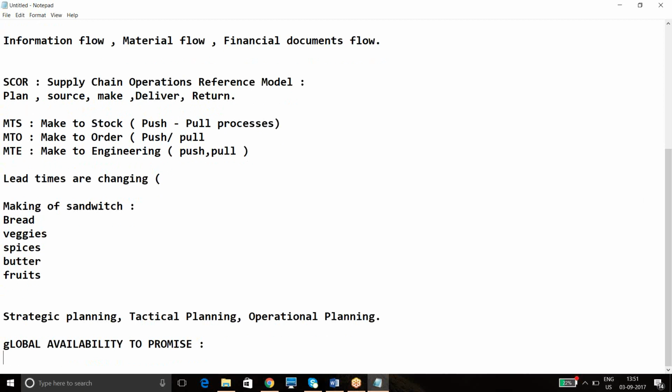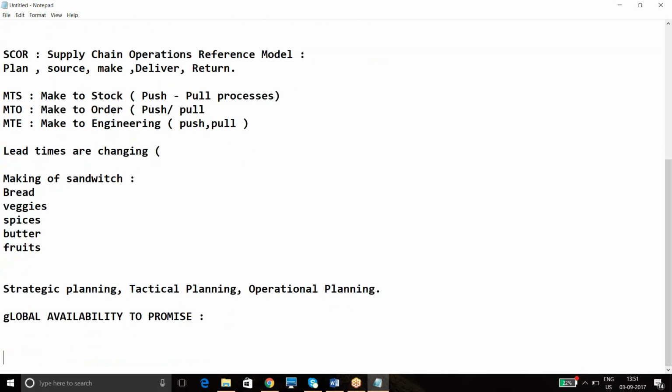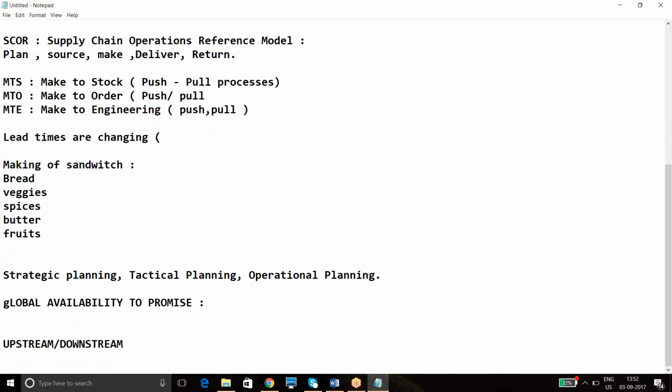Maybe you are well aware of these terms, upstream and downstream. Yes, absolutely. So basically, we can expect there are different players which come ahead in the upstream, right?